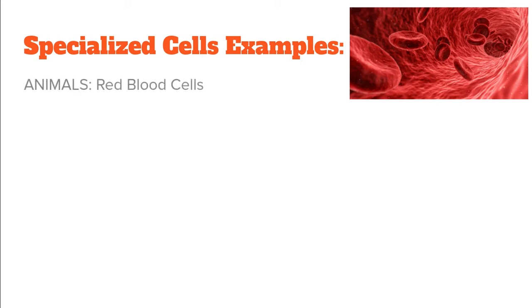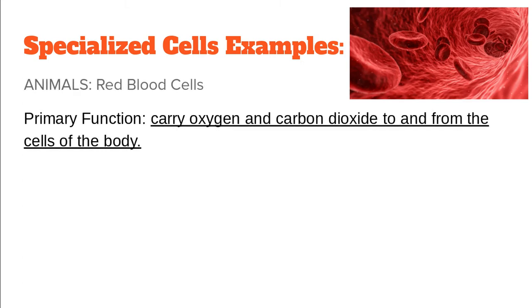So, some specialized cell examples. Here's red blood cells for animals. Their primary function is to carry oxygen and carbon dioxide to and from the cells of the body. So oxygen comes in at the alveoli in the lungs. They get pumped back to the heart and then pumped out to the body. They drop the oxygen off at the cell.